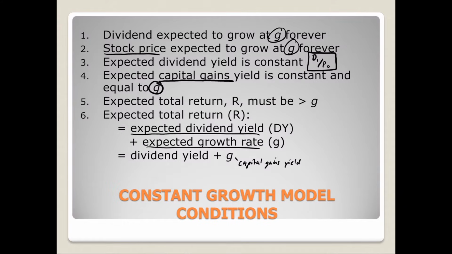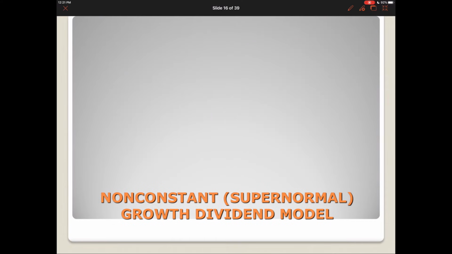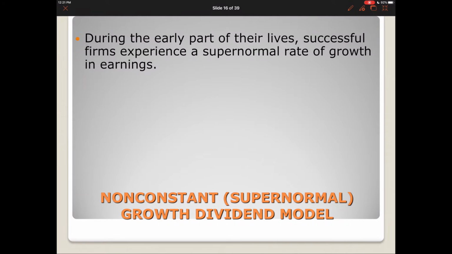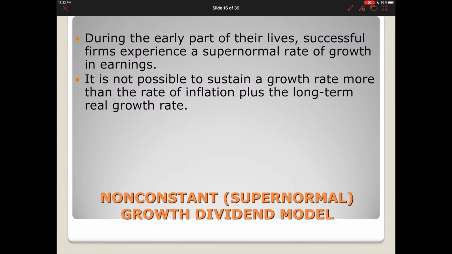or your total return. So the third assumption that we make on dividend growth is non-constant, sometimes referred to as supernormal growth. Sometimes early in their lives, successful firms will experience a supernormal rate of growth in their earnings. As we mentioned previously, sometimes the growth rate will actually exceed the required rate of return, in which case we realize that we will not be able to use the constant growth model. Now, it is not possible to sustain a growth rate higher than the rate of inflation plus the long-term real growth rate. So we realize that this growth rate will eventually come down to where it is lower than the required rate of return.